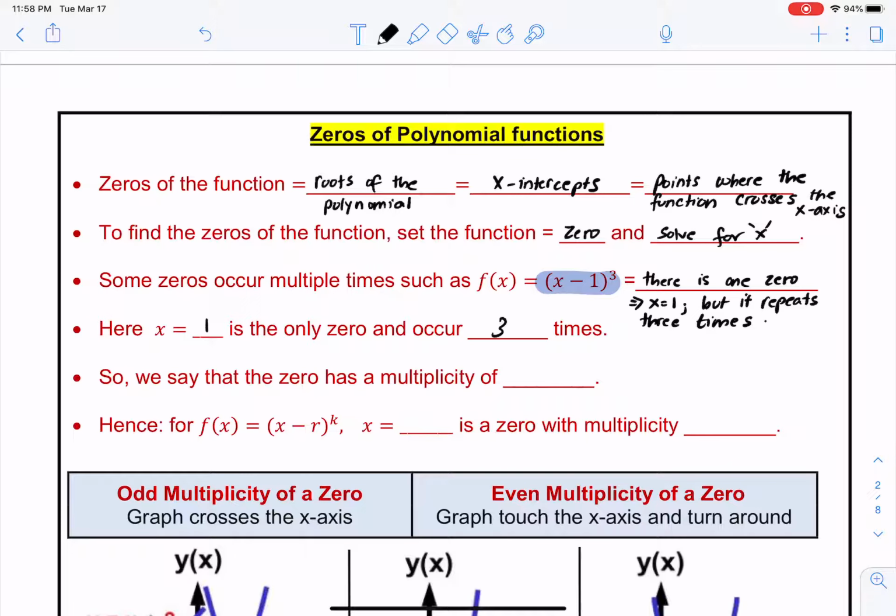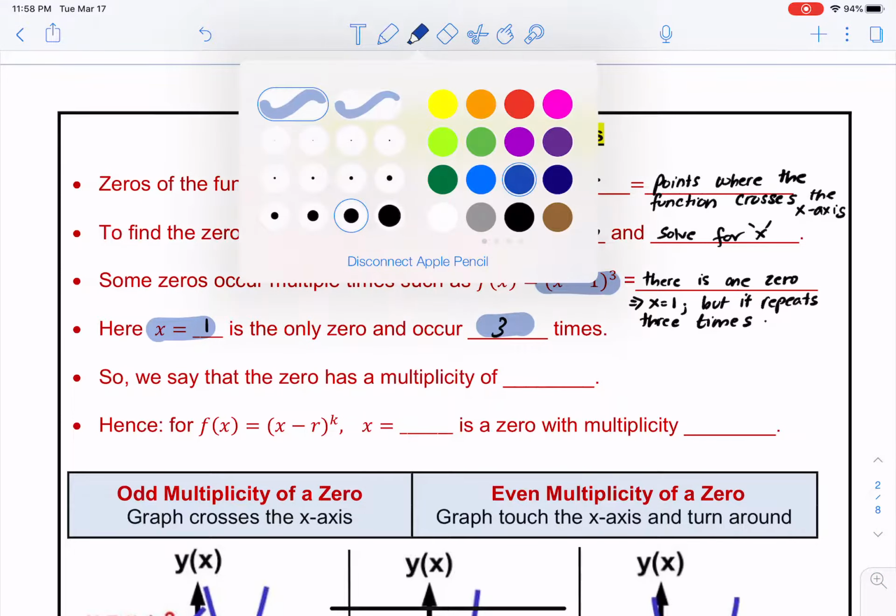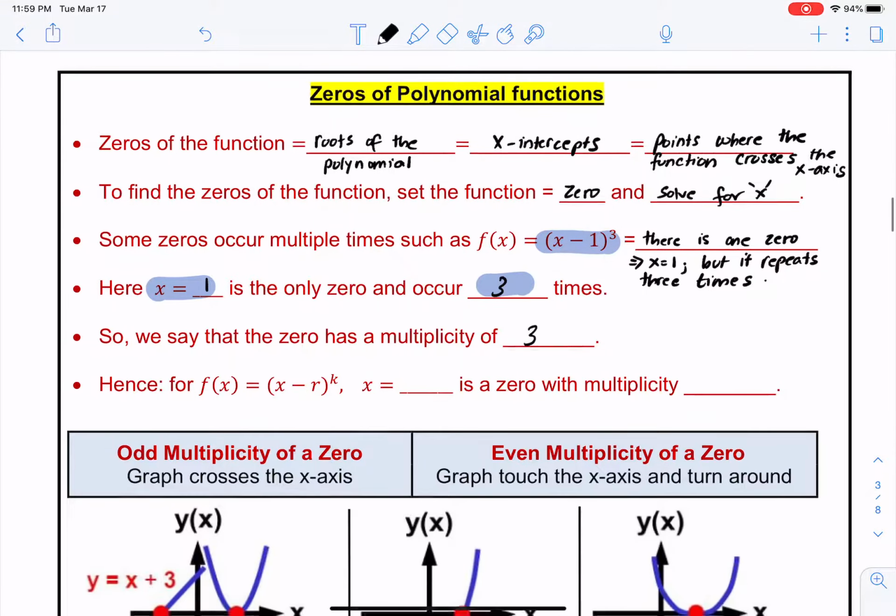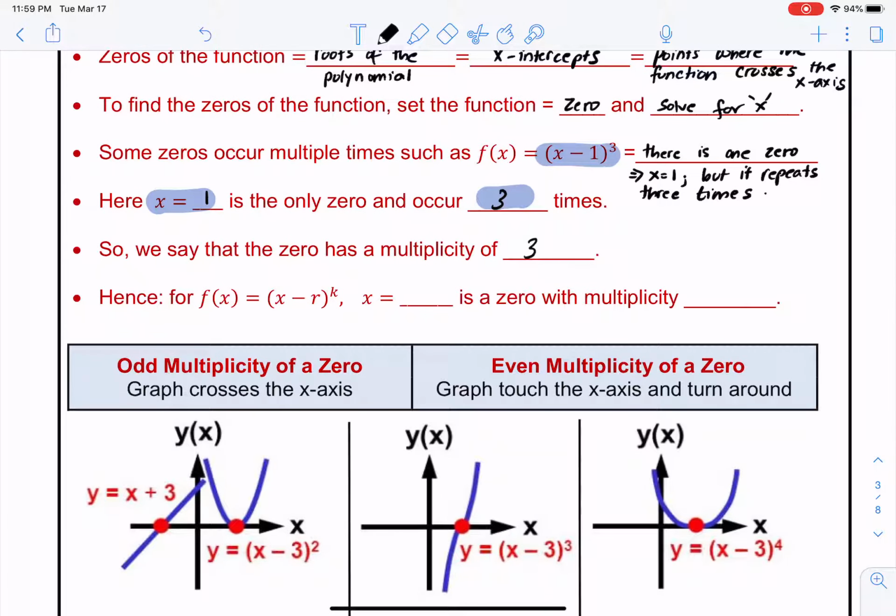So if a zero repeats itself, the number of times it repeats is called the multiplicity of the zero. So in our example, the zero x equal to 1 repeats 3 times, so the multiplicity is 3. In general, a function of that sort would become 0 if x is equal to r. So plug in r for x, r minus r is 0. So x equal to r is a zero with multiplicity k, because we are looking at that exponent over there. So the multiplicity is k.